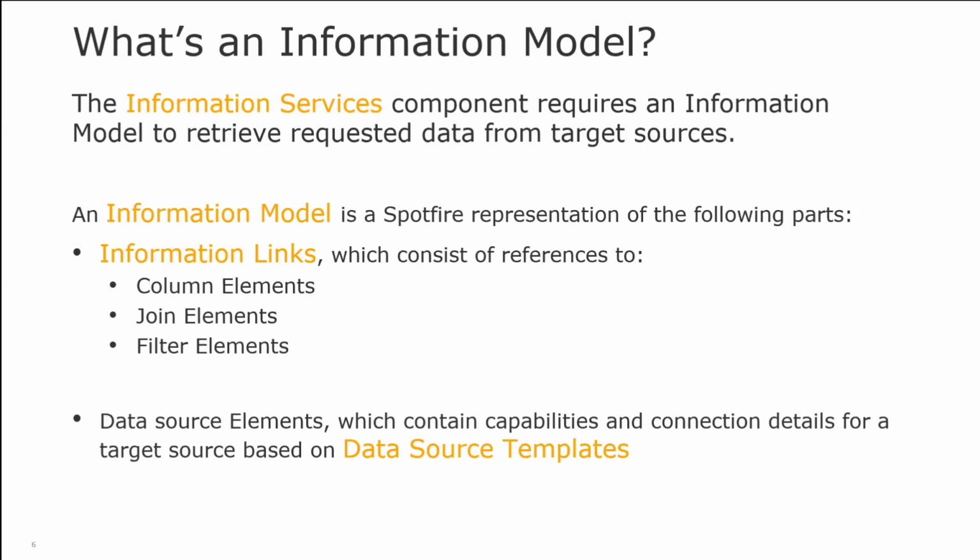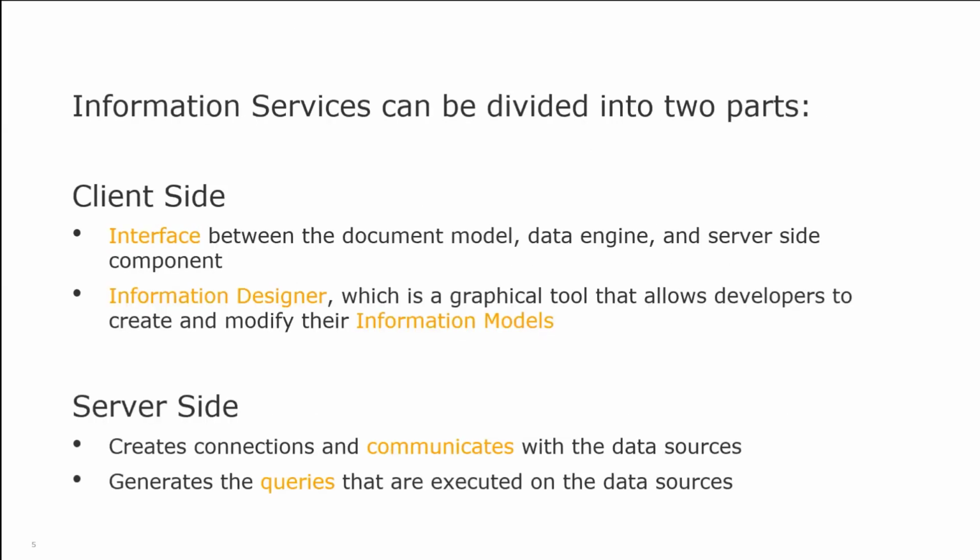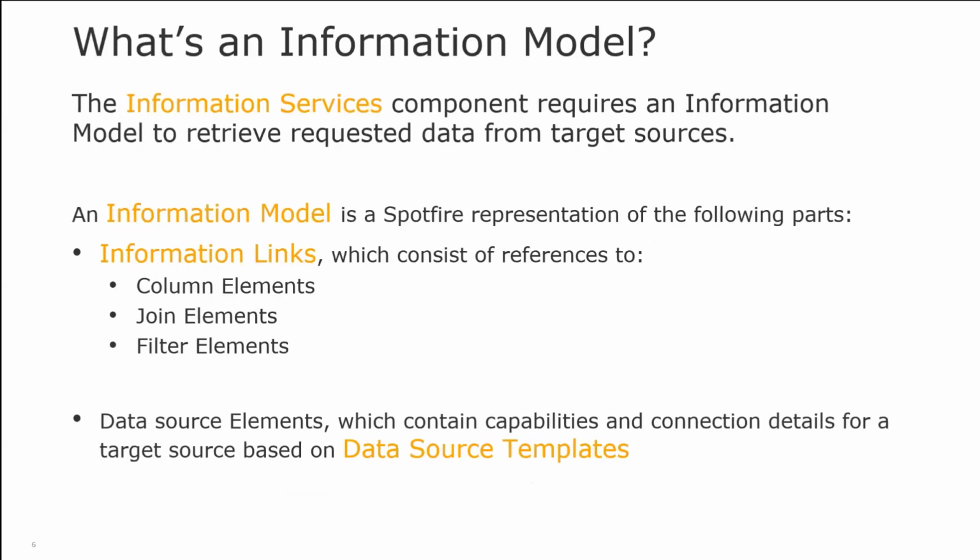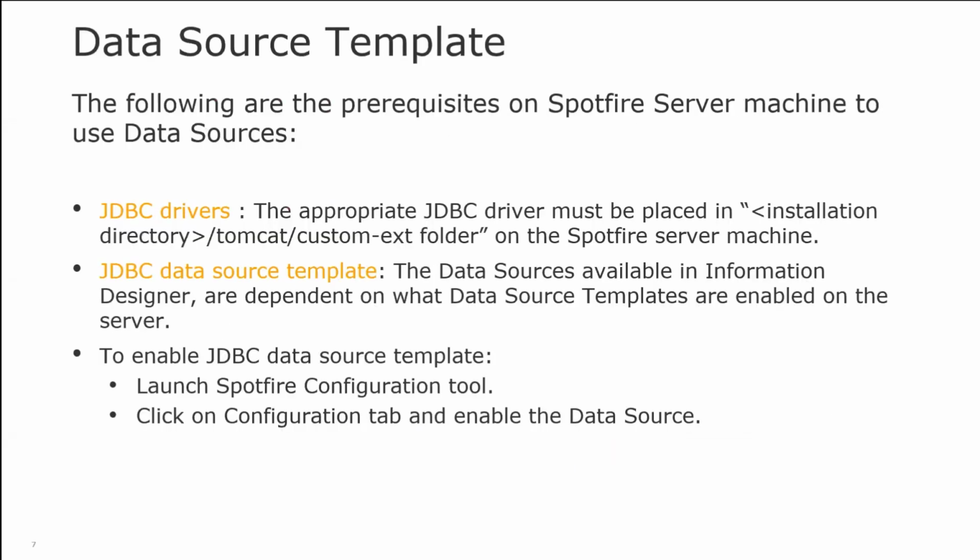In my previous slide, I talked about the information model. Information Designer is used to create the information model, which is used to retrieve the data from the data sources. This essentially contains the information links and the data source. The information links would have the join elements, the filter elements, and the column elements, whereas the data source will have the connection details and the capabilities of the data source. All of that information will be in the data source. Now coming to the data source template.